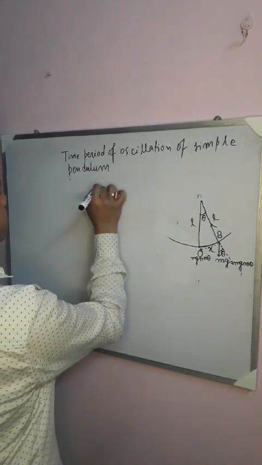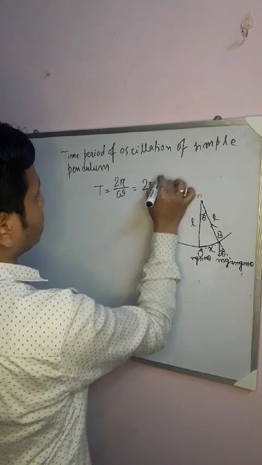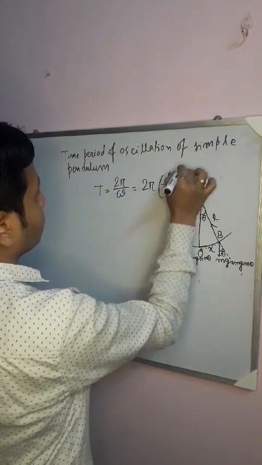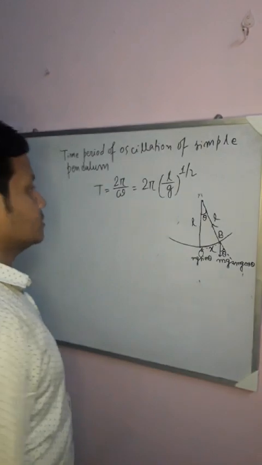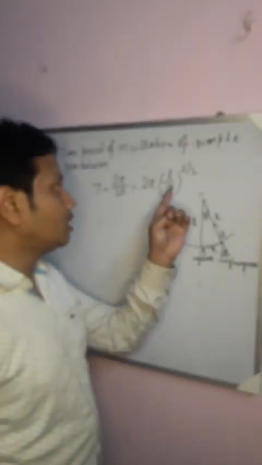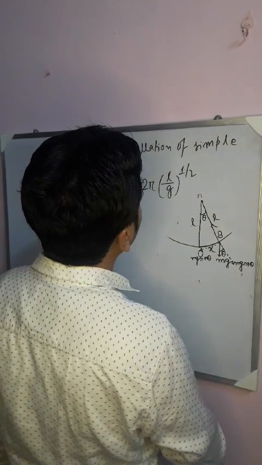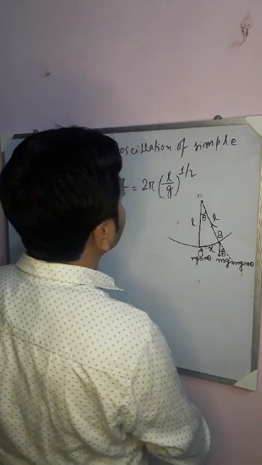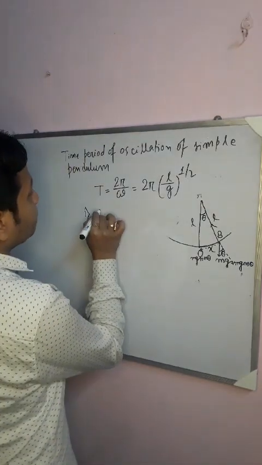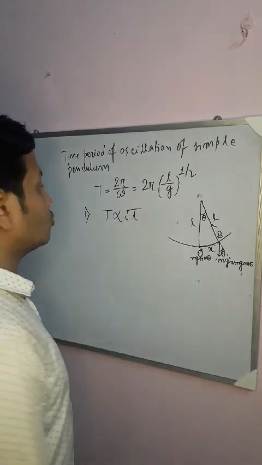Okay, so obviously that is T = 2π/ω, that is 2π (L/g)^(1/2). So this is the time period of oscillation. Okay, so we can easily conclude the pendulum laws from this expression. How? First of all we see that when g is fixed, then the time period of oscillation is directly proportional to the square root of L.